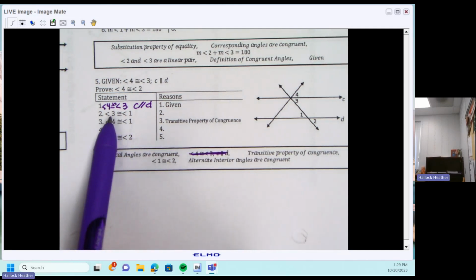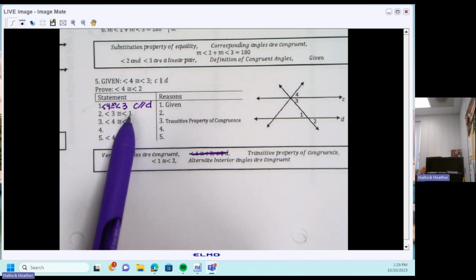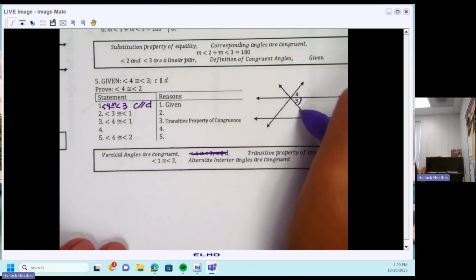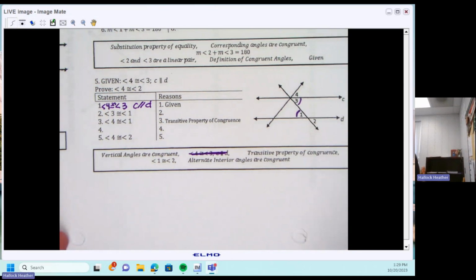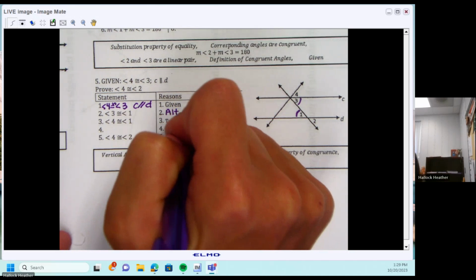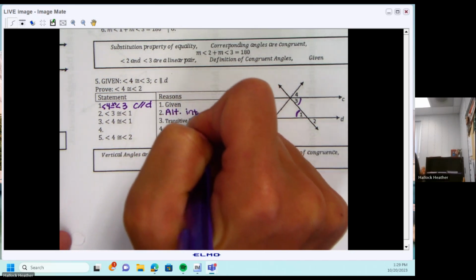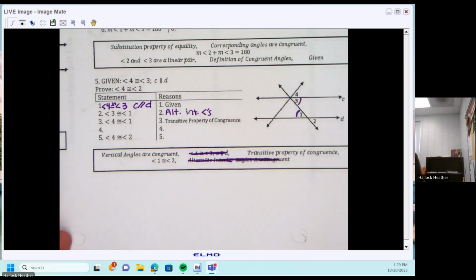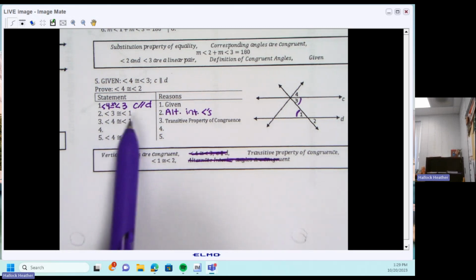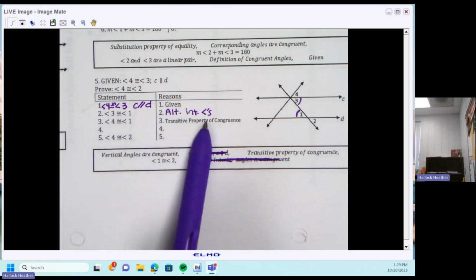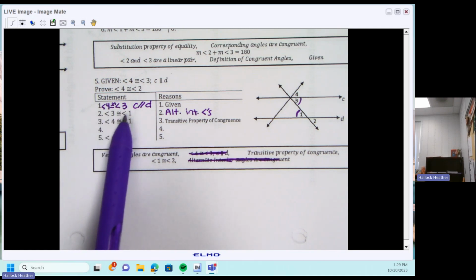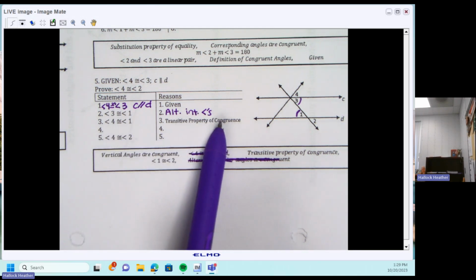I know 3 is congruent to 1. What types of angles are 3 and 1 if they're congruent? Perfect. Alternate interior. And then it tells me 4 is congruent to 1 because of the transitive property. They use the transitive property because, once again, they said 4 is congruent to 3, 3 is congruent to 1. I can take out the 3 and just say 4 is congruent to 1. That's how transitive property congruence is always used.